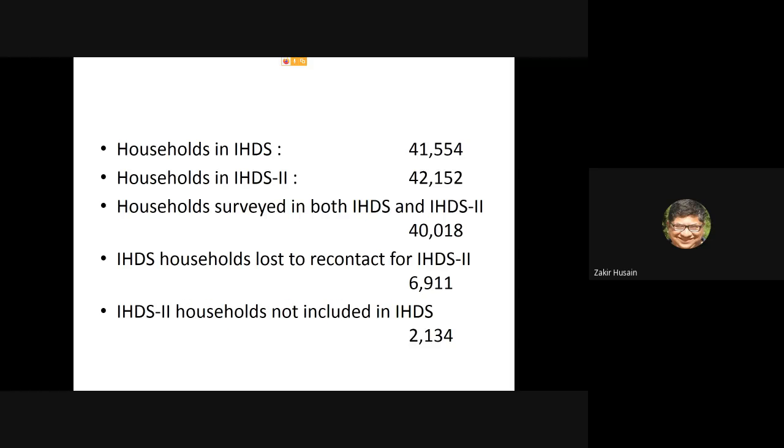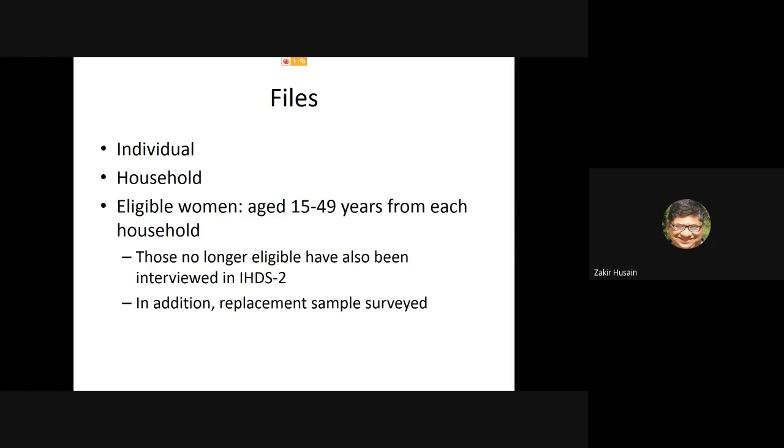So these are just figures. Have a look at them. The important thing, if you're working, you have to keep this in mind: what has happened? How has the survey been undertaken in different periods? So they have different files. They have an individual file, a household file, and an eligible women file. From each household, they take only one woman and collect detailed information on this woman.